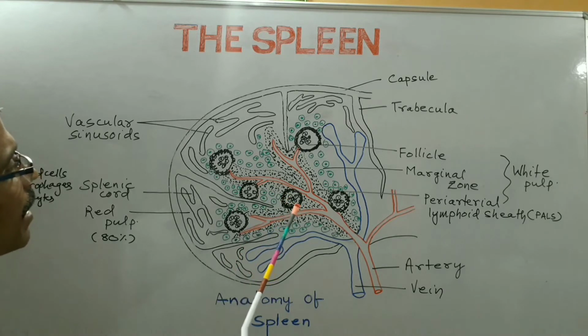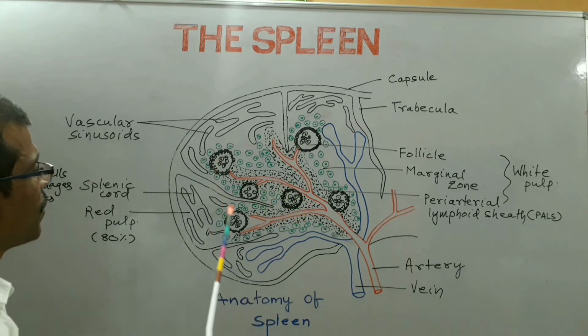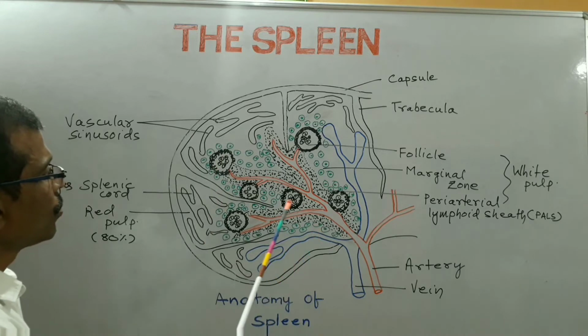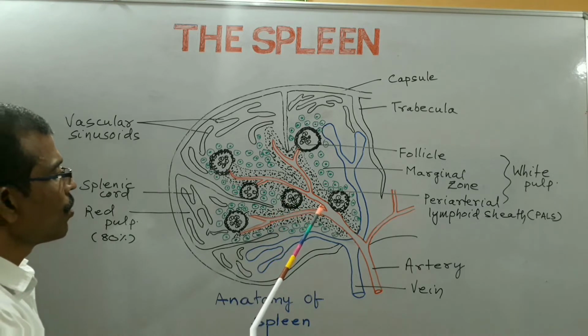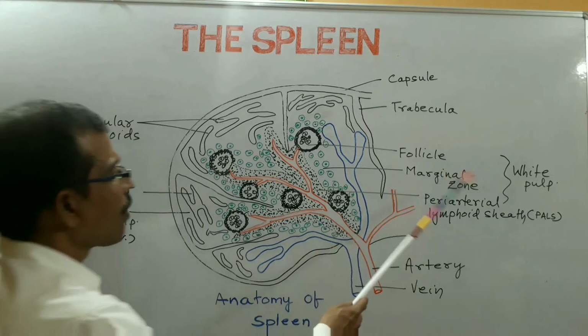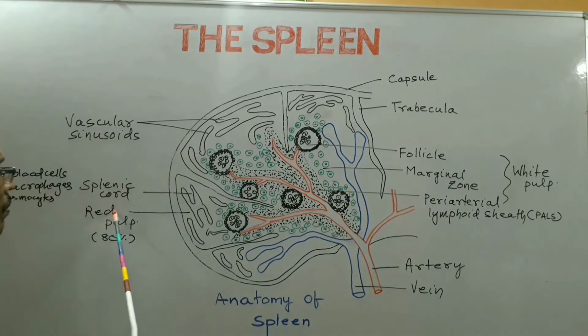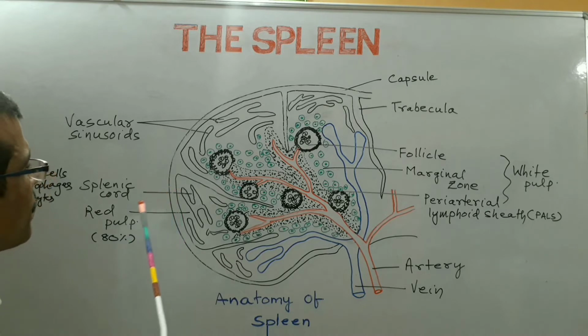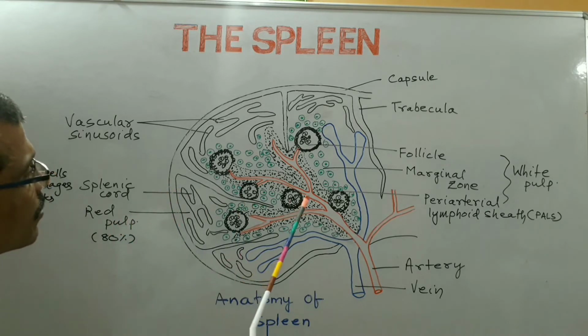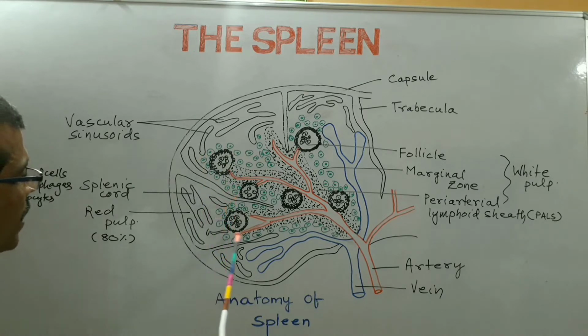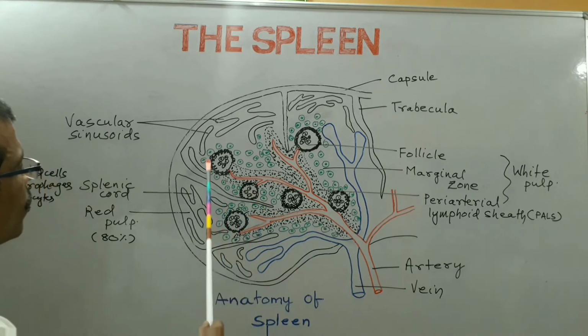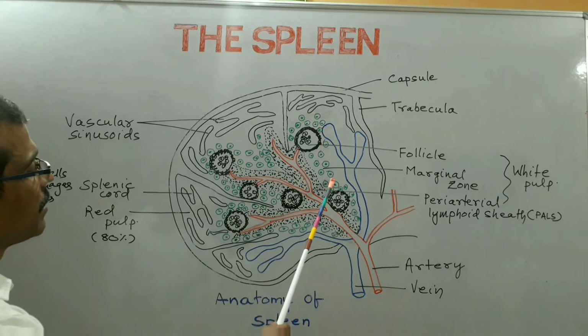Next is the parenchyma. The parenchyma of the spleen is divided into two morphologically and functionally distinct compartments known as red pulp and white pulp. The red pulp and white pulp are the two compartments of the parenchyma. They are separated by a marginal zone. This is the marginal zone which separates the red pulp and the white pulp.